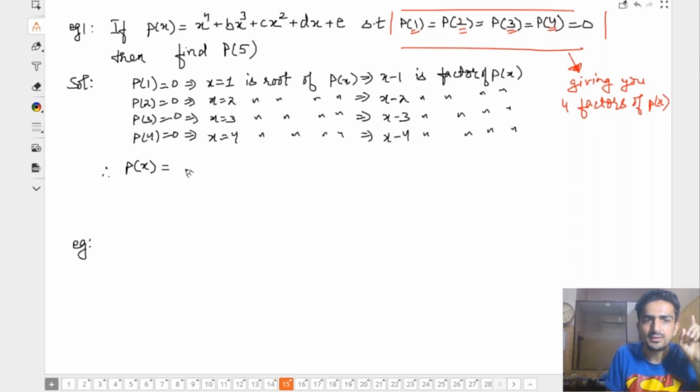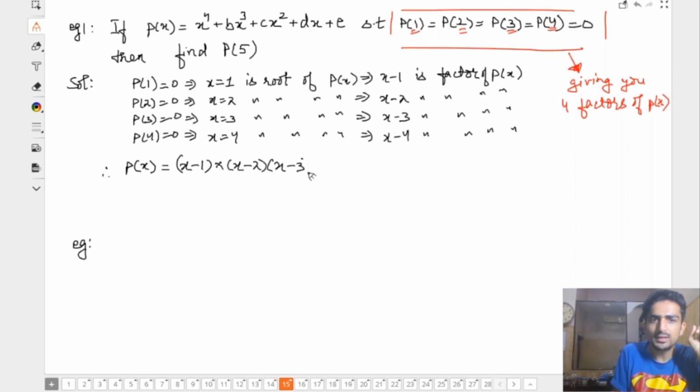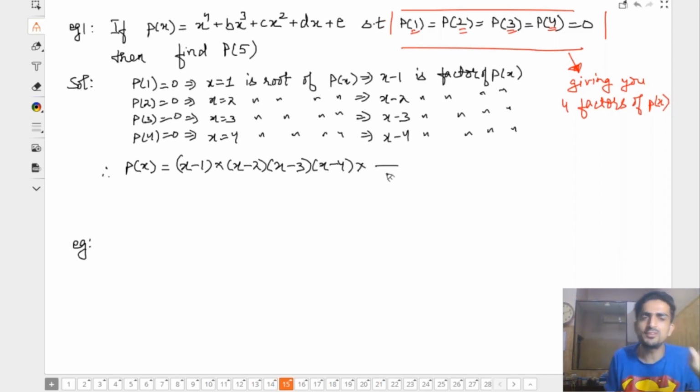P of x, you have 4 factors of p of x. So p(x) must be of the form x minus 1 into x minus 2 into x minus 3 into x minus 4 into something. It can be of this form only, because that's the meaning of factor, no? If x minus 1 is a factor, it means p of x is x minus 1 into something. So we have 4 factors.